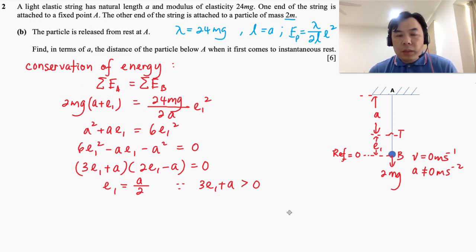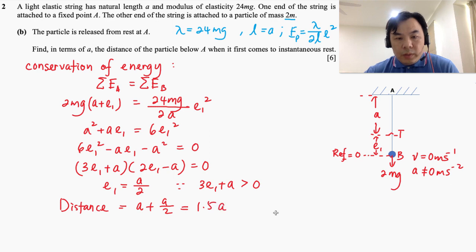So the distance of particle below A here, with respect to this position here, will be A plus A over 2, which is 1.5A. And then there you have it, by using this information that we have collected. All right, so I hope that is clear.